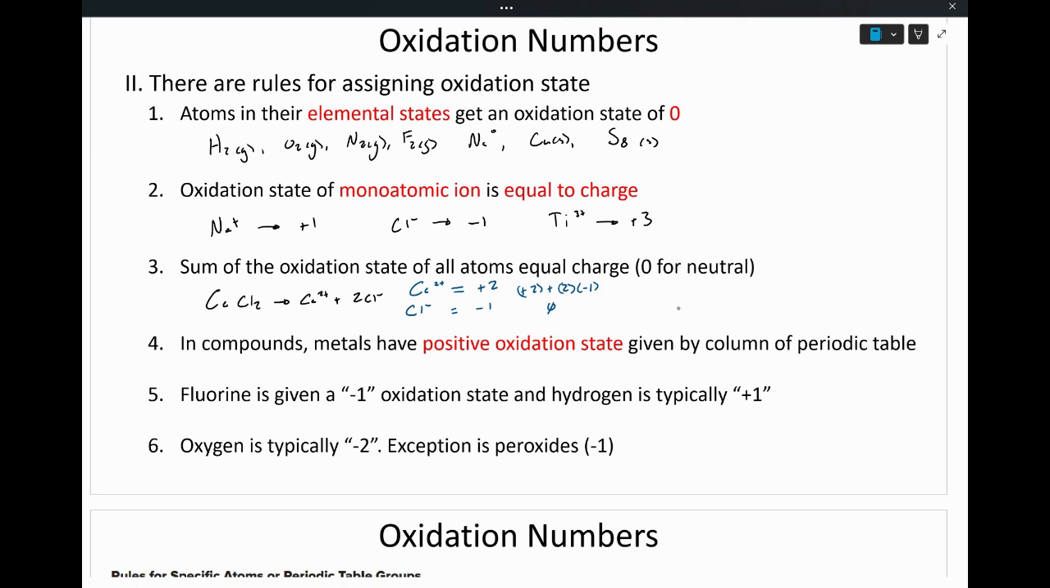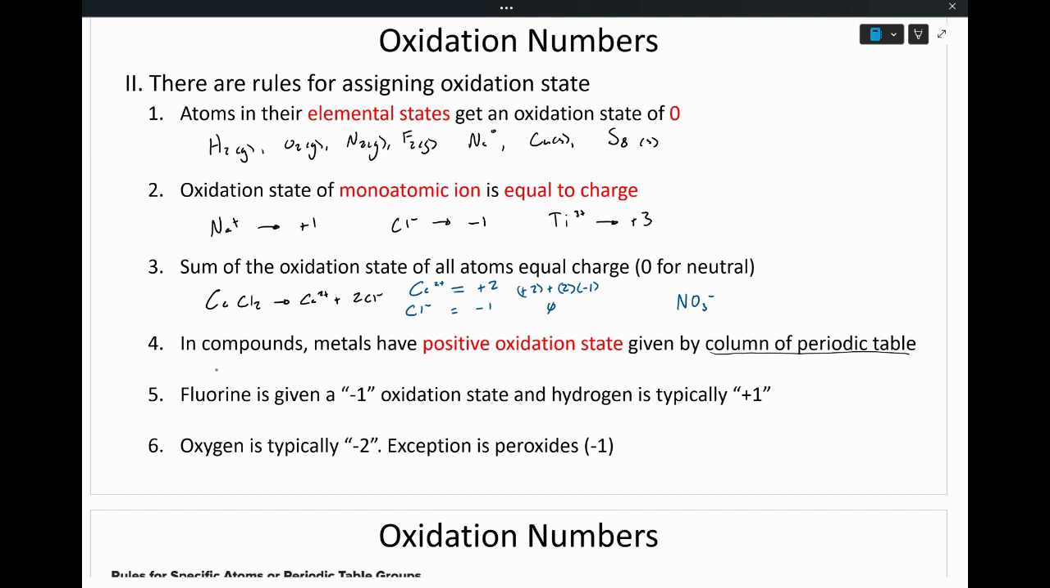Another one we'll see is NO3 minus. And we're going to loop back around to this one once we have gone through a couple more rules, because this isn't simply a monoatomic ion, it's a polyatomic. Okay. So in compounds, metals have positive oxidation states given by their column in the periodic table.